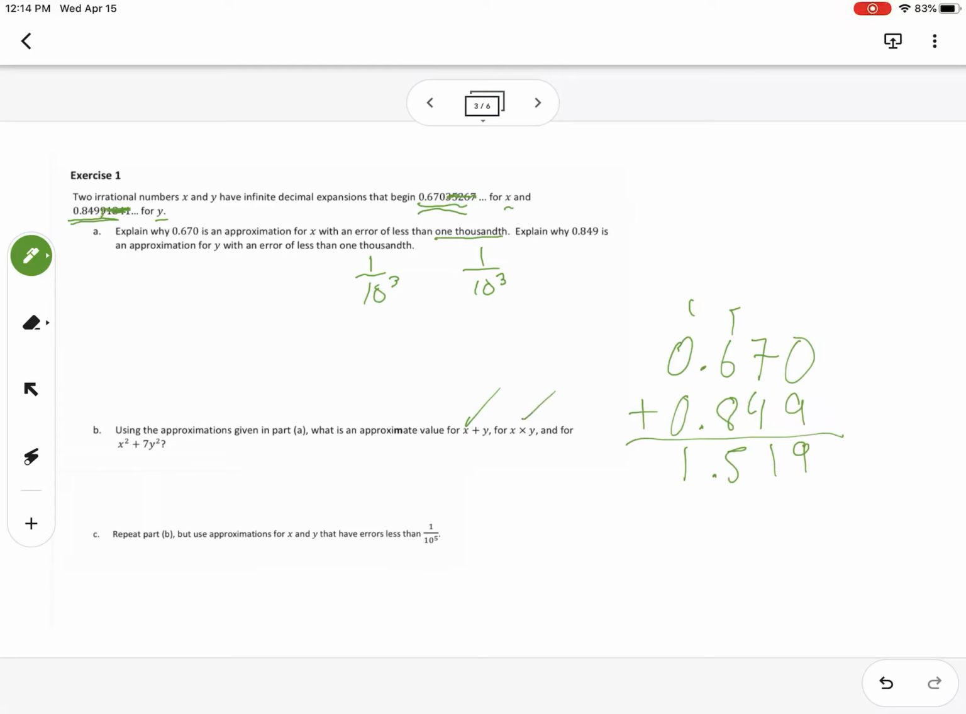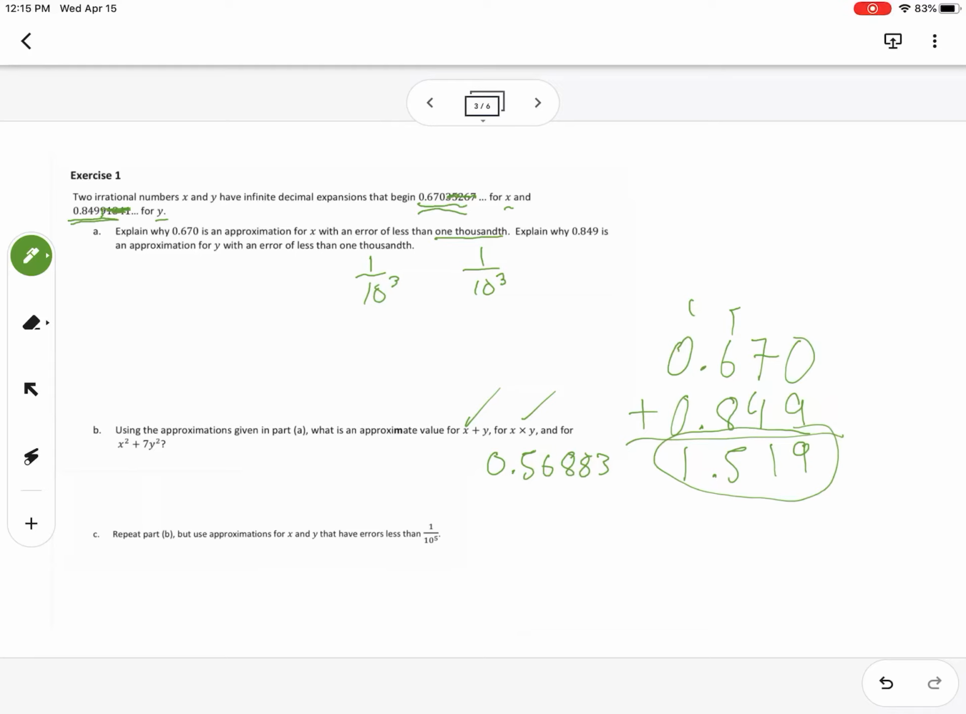Next, it says you want to multiply them. So here's my first answer for the adding. So for the multiplying, go ahead and put that in your calculator. Do 0.67 times 0.849. If you need to, hit pause for a second. Now that you're back, you should have gotten 0.56883.